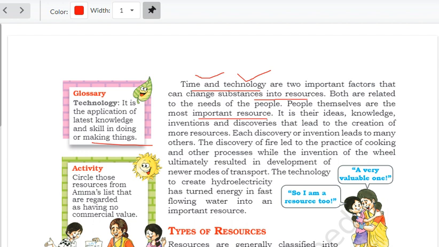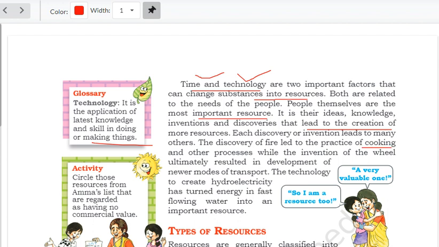Their ideas, knowledge, inventions, and discoveries lead to the creation of many more resources. Each discovery or invention leads to many others. The discovery of fire led to the practice of cooking.